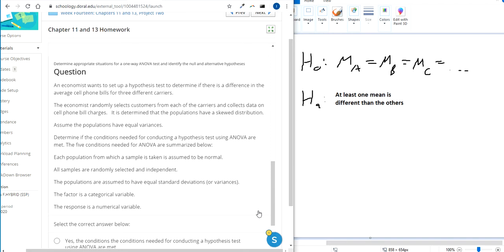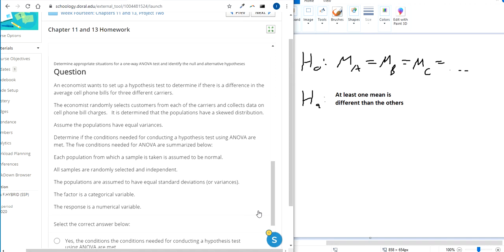Okay. Same test. The economist randomly selects customers from each of the carriers and collects data on the cell phone bill charges. So that's good. That's one of the conditions of ANOVA. You want to make sure that each sample is randomly selected and they're independent of one another. That means picking one person for the test doesn't influence picking another person. Like, you wouldn't want to just pick one neighborhood and pick a bunch of people from the same neighborhood, because that wouldn't apply for every customer that the carrier services.